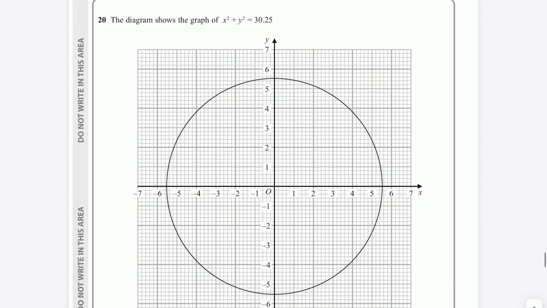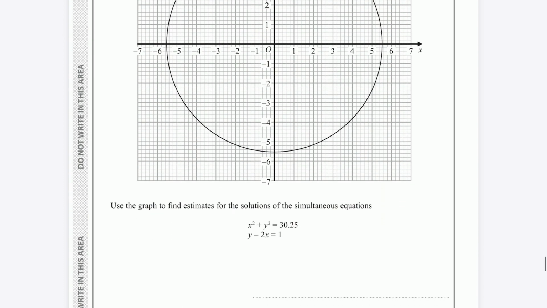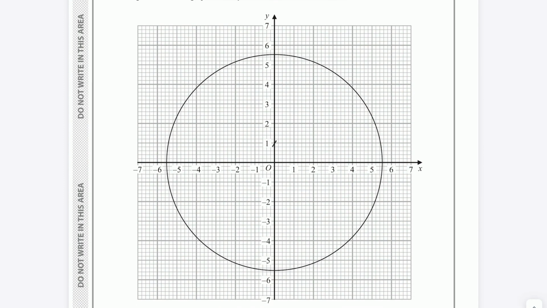So here we've been given the equation of a circle, x squared plus y squared is equal to r squared. And it's asking us to use the graph to solve the simultaneous equations. So simultaneous equations where two lines essentially cross each other. So we're going to write this in the form y is equal to mx plus c. So we're going to move over the 2x. So we can see it's got a y-intercept at plus 1. So if I go on here, it's got a y-intercept right there.